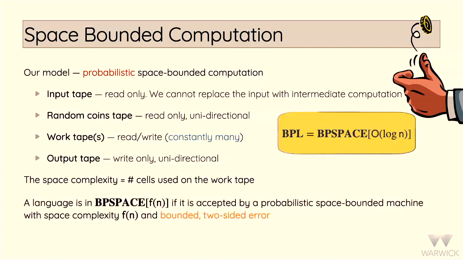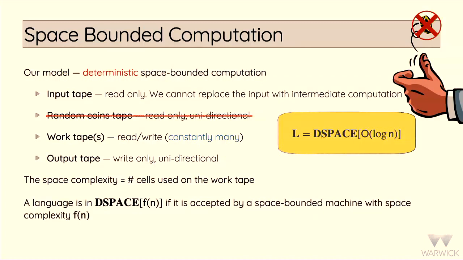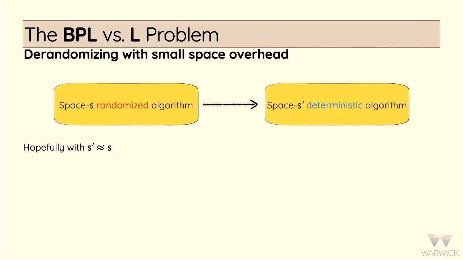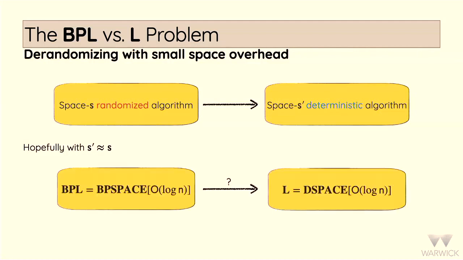And BPL, like Salil told us, is the complexity class of languages which are accepted by a probabilistic space-bounded machine with space complexity O(log n). And our goal is to get rid of the randomness, of course, namely to take a space S randomized algorithm and to trade it into a space S prime deterministic one, hopefully with S prime being as close to S as possible. Okay, this is the BPL versus L problem.